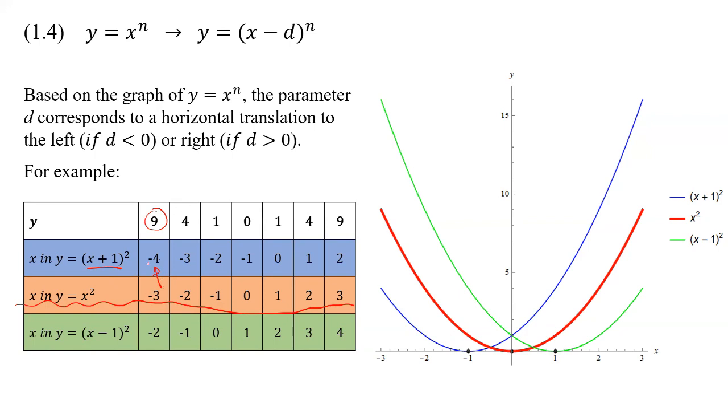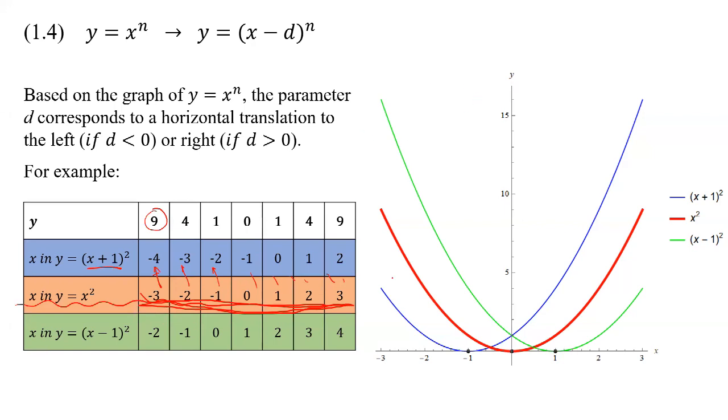So -1 becomes -4, -2 becomes -3, -1 becomes -2, etc., right? So that is equivalent to moving the original function to the left by 1 unit, right? Because as you can see here, each point of x has been shifted 1 unit left. Understand? So the whole graph would be shifted 1 unit left.